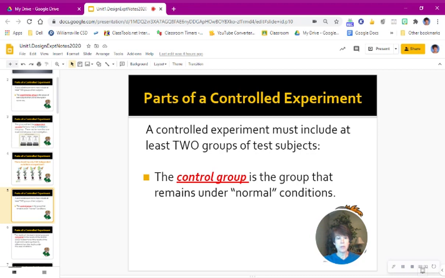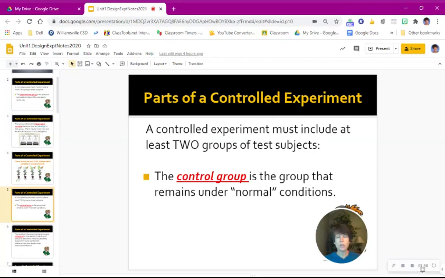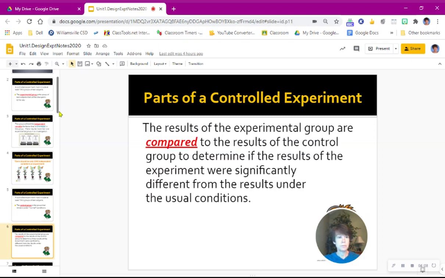So a controlled experiment must also include a control group. This is the group that's kept under normal conditions. This is the group that we are not going to change or give the independent variable to. In a controlled experiment, there must be a control. So there has to be a group that we can use to compare the results to. This is what happens in the normal situation. This is what happens if I change a factor, and then I have to compare those 2 things. So I can see if the factor that I was changing, the independent variable, is actually having an effect.